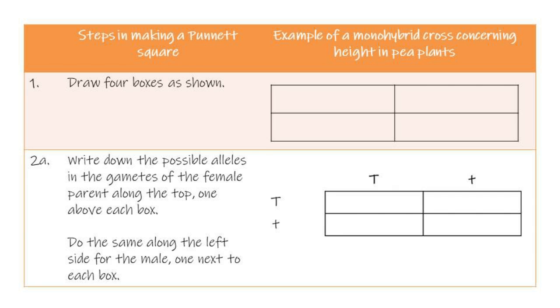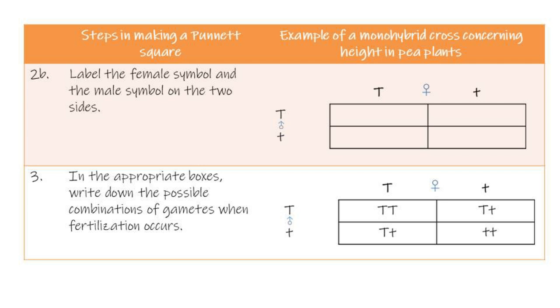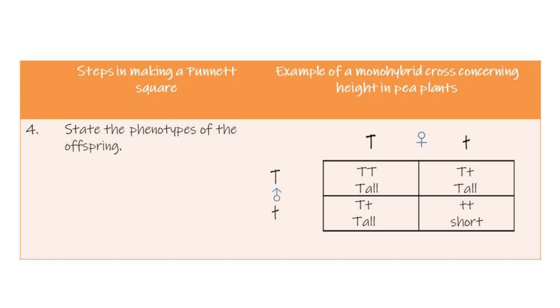First, you need to draw 4 boxes. Write down the possible alleles in the gametes of the female parent along the top, above each box. Do the same along the left side for the male, one next to each box. Label the female symbol and the male symbol on the 2 sides. In the appropriate boxes, write down the possible combinations of gametes when fertilization occurs. Then, state the phenotype of the offspring.